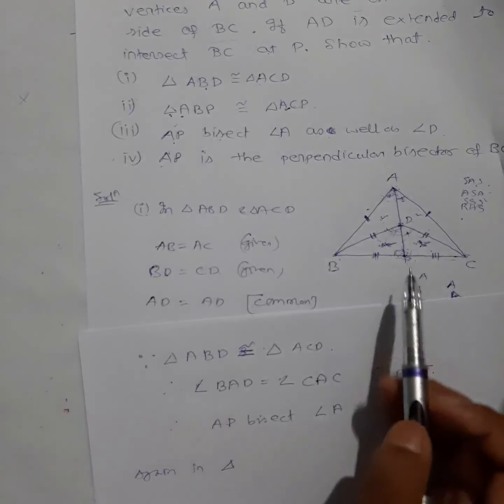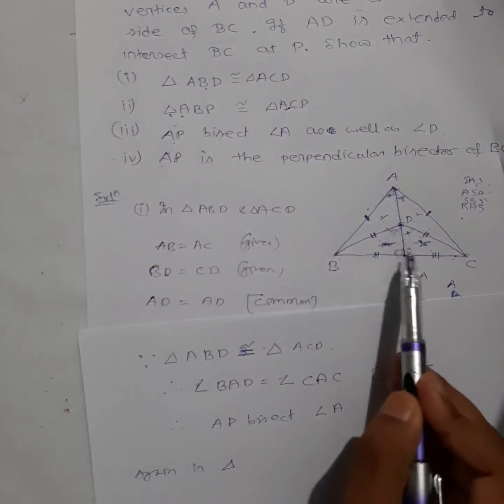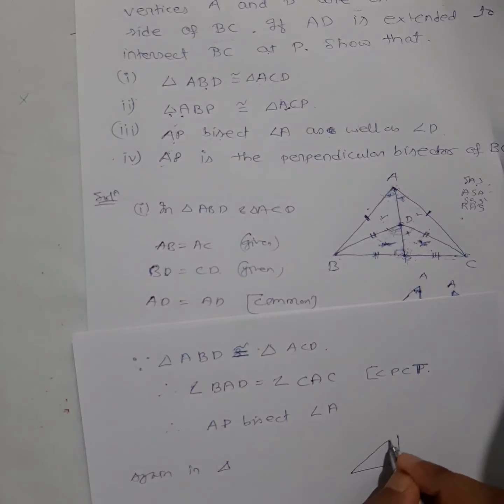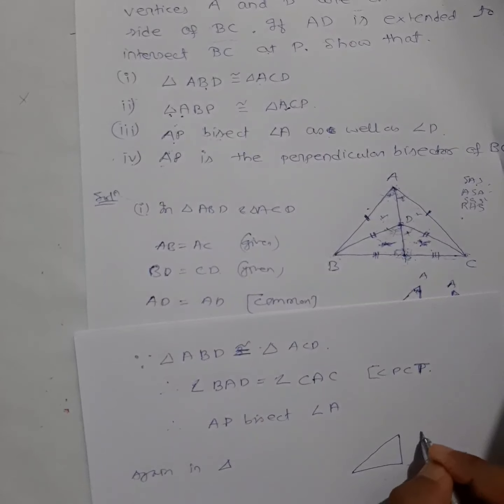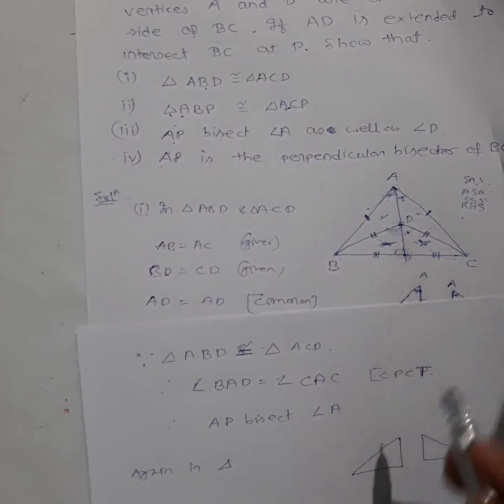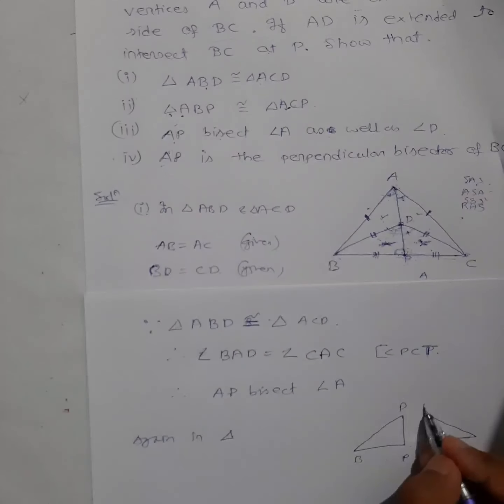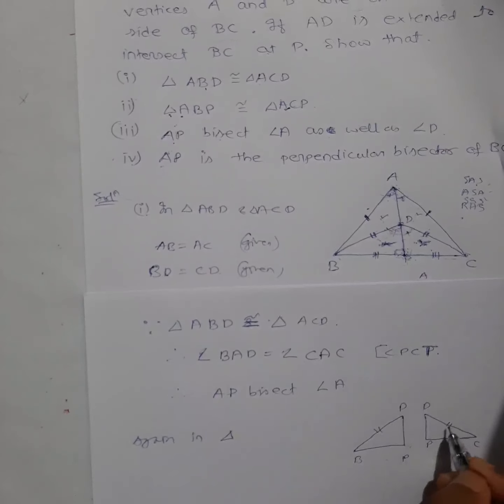Okay, so see how I will prove this one congruent. So this triangle, let me draw separately again. This is one triangle, this is another. Right now D, this is D, this is P, this is B. D, P, C. Now you can see these two sides are equal.